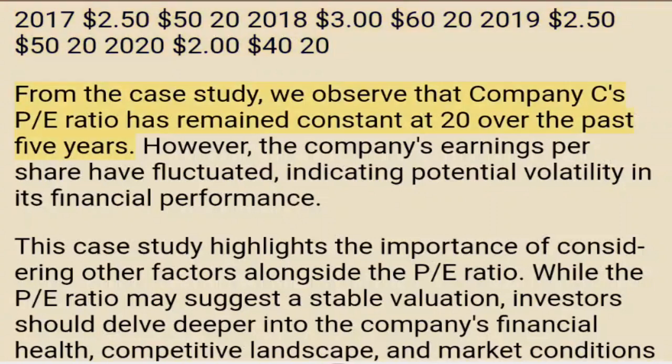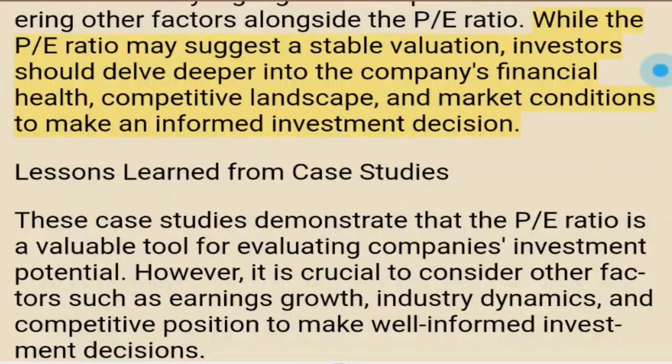$22.40. From the case study, we observe that Company C's P/E ratio has remained constant at 20 over the past 5 years. However, the company's earnings per share have fluctuated, indicating potential volatility in its financial performance. This case study highlights the importance of considering other factors alongside the P/E ratio. While the P/E ratio may suggest a stable valuation, investors should delve deeper into the company's financial health, competitive landscape, and market conditions to make an informed investment decision.